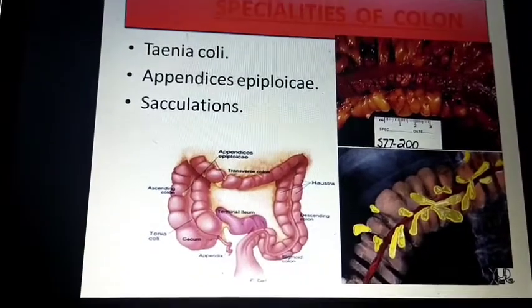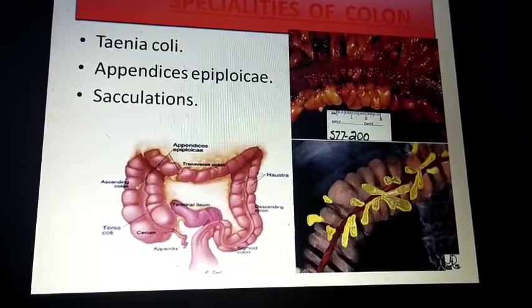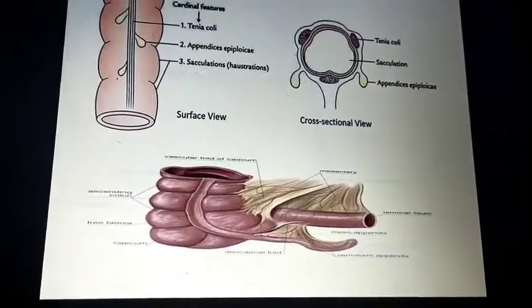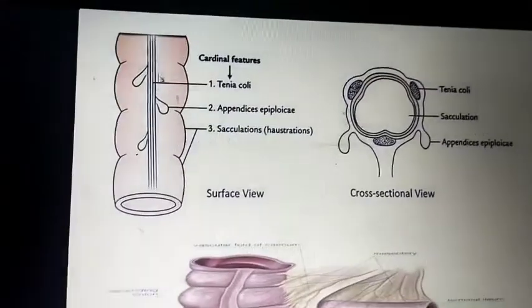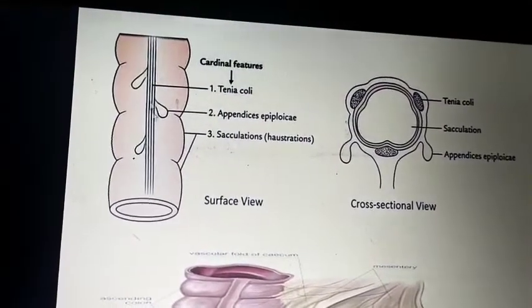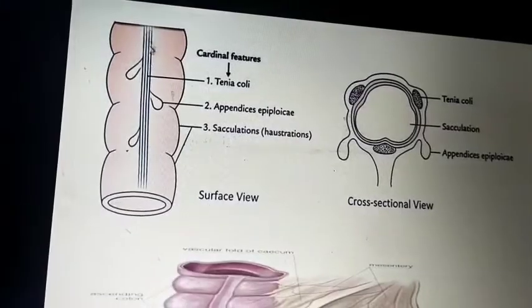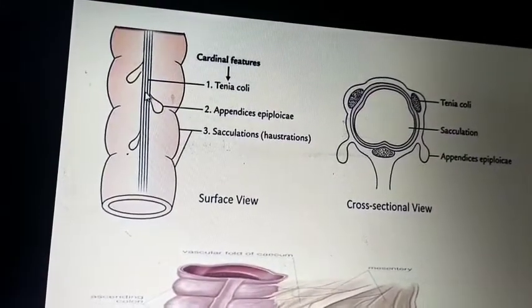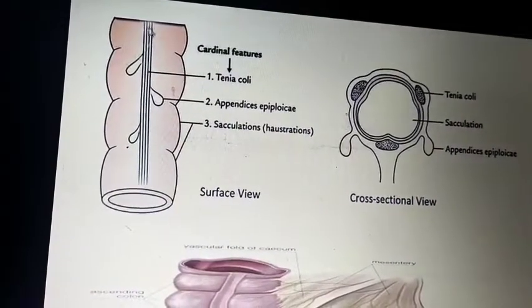One is Taenia coli, second is the appendices epiploicae, and third is the saculations. You can see here these ribbon-like, band-like structures of the large intestine. These are made by the longitudinal muscles of the large intestine. These ribbon-like bands of the intestine are called the Taenia coli.